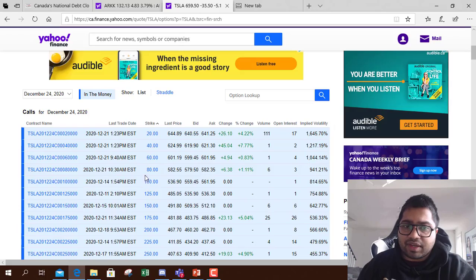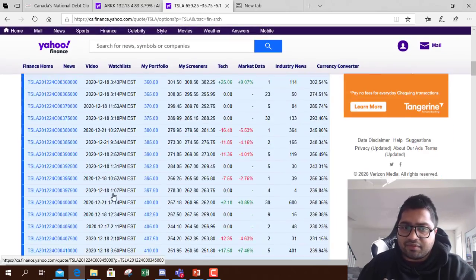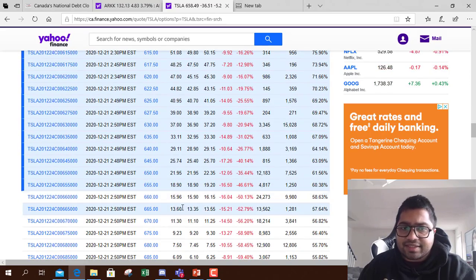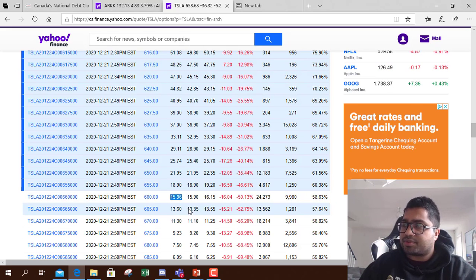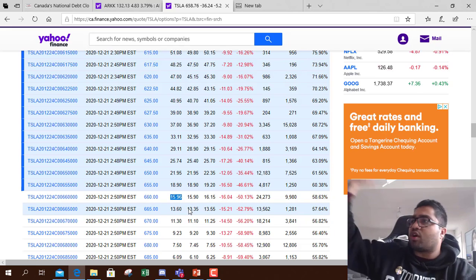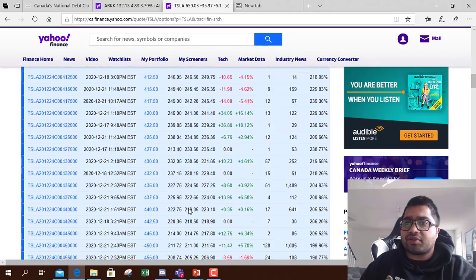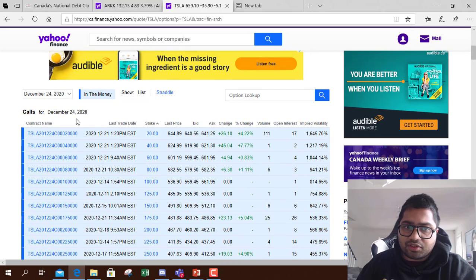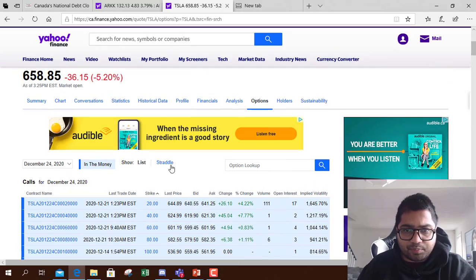So in this case, we are looking at call options of Tesla. Tesla's current price is $659. So let's say we look at a call option of $660. This call option is trading at $15. So if you buy this call option, you're betting that price will go above $660. If that happens, you make money. If it doesn't happen, you lose money. So it is like speculation and risk management using options. Same way you can look at put options too.